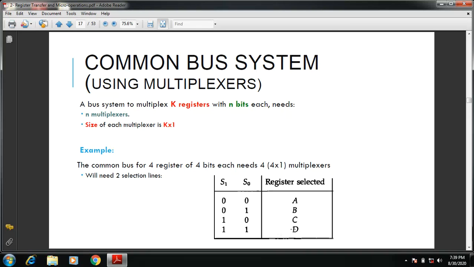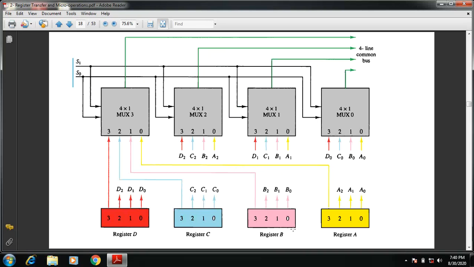Okay, let's go through the internal architecture of the common bus system. Here there are four multiplexers, and all four are 4 into 1 multiplexers, so each takes four inputs and gives one output.